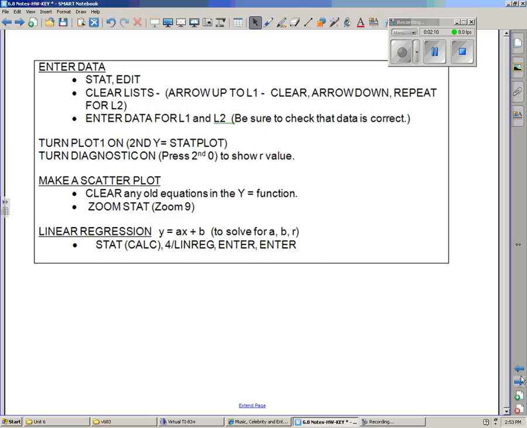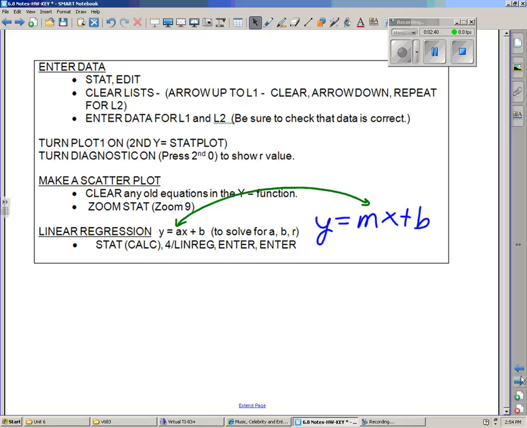You saw this yesterday about entering data, so you should know how to enter data. You should be able to turn your plots on. Diagnostics on, we'll talk about that also. That's something new. Making the scatter plot we did yesterday, linear regression, where we call things y equals mx plus b. The calculator calls it y equals ax plus b. So not a big deal. Their slope is referring to the letter a. Our slope is the letter m. It doesn't make a difference.